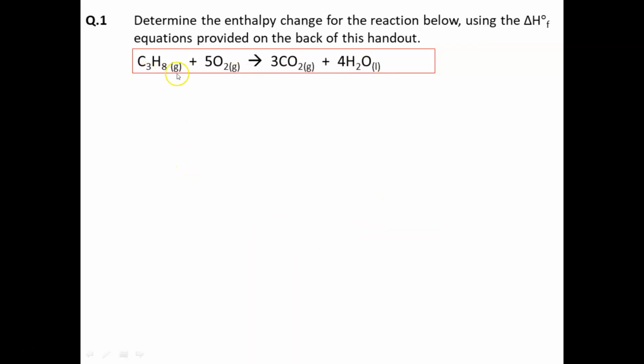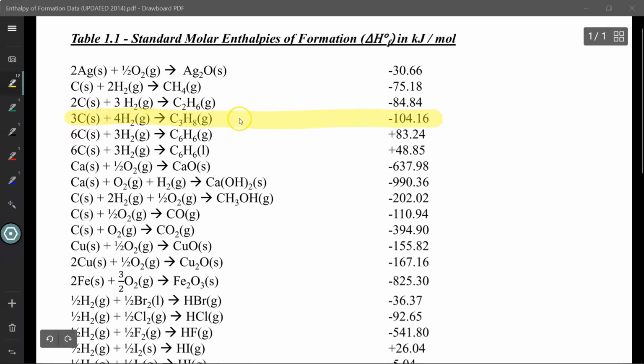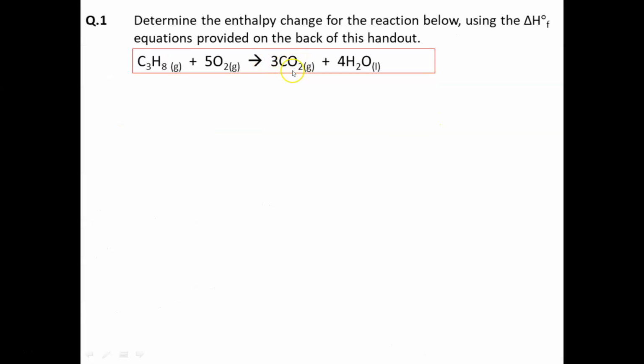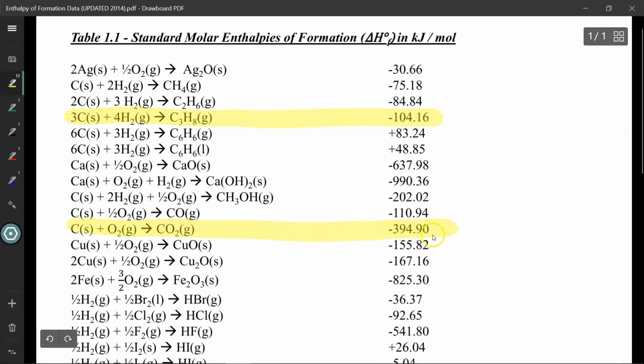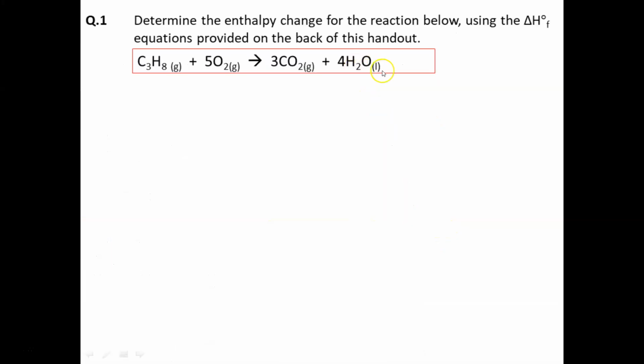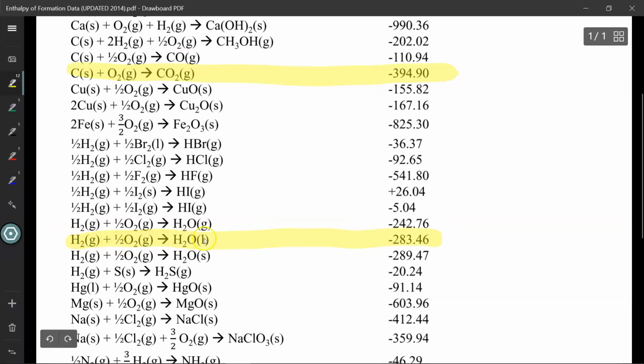So let's take a look and see what kind of building blocks I need. I need a C3H8, and here I found an equation that produces C3H8. I then need carbon dioxide gas, and I can find that one over here. Finally, I need H2O liquid, which is present over here.